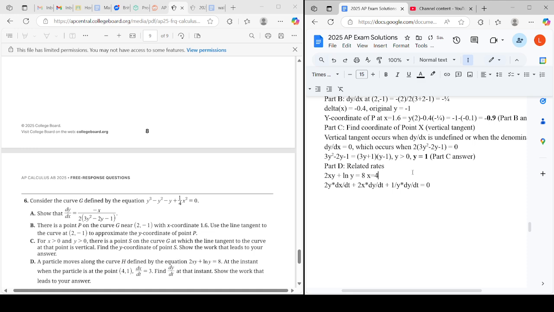So we're given that for x equals 4, y equals 1, dx over dt equals 3, find dy over dt. So we would get 2y would be 2 times dx over dt, and this would be 3, plus 8 times dy over dt plus 1 times dy over dt equals 0. So dy over dt equals negative 6 over 9 equals negative 2 over 3. And there's our answer to the last question of the AB exam.